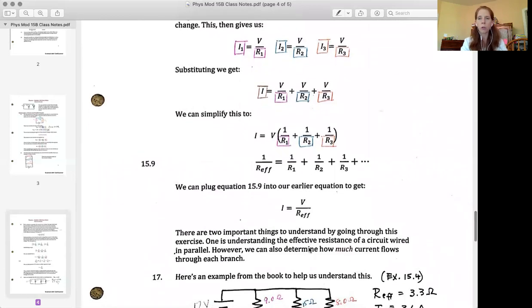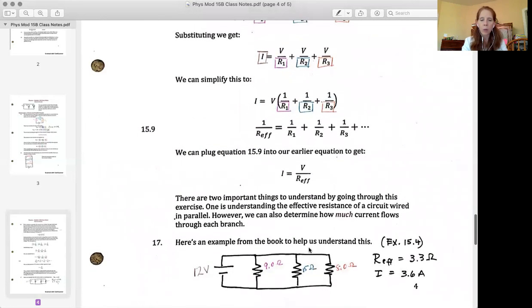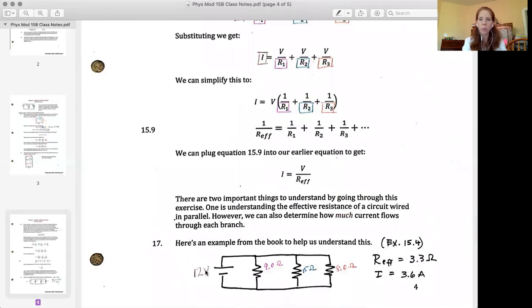Now I want to look at an example just real quick and walk through one. Okay, so here's the circuit. I've got a 12-volt electric potential.